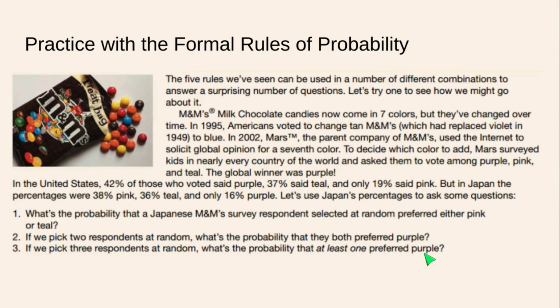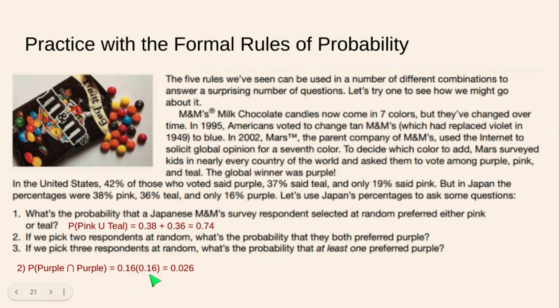Okay, I'll assume we're ready to continue. Here come the answers. Let's look at number 1. The odds that a Japanese M&M survey respondent said either pink or teal. The probability of pink or teal is going to be 0.38 plus 0.36. We're assuming that these are disjoint events. We can't pick pink and teal at the same time, and that would add to 74% probability. Number 2, if we pick 2 respondents at random, what's the probability that they both preferred purple? All right, so we need a probability of purple, and I ran out of space over here, so I got to move down here. Probability of purple and purple would be 16% times 16%, which is a little north of 2.5%.